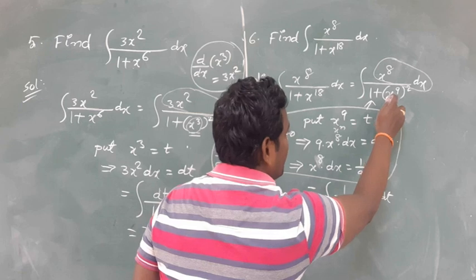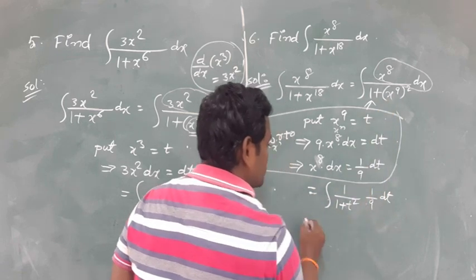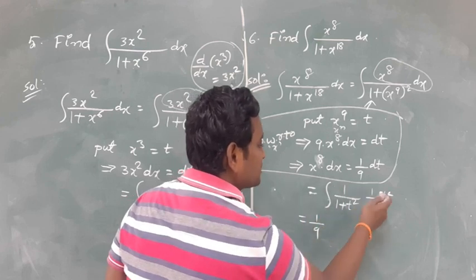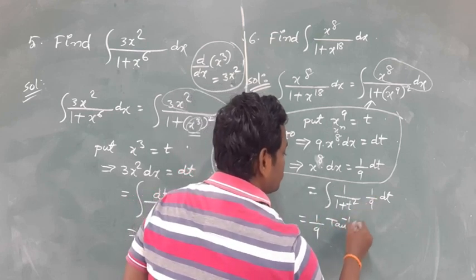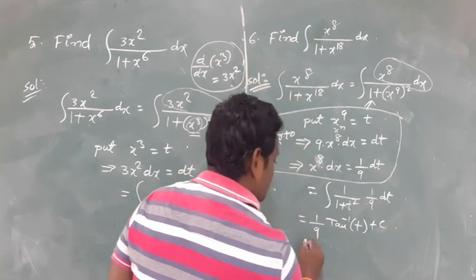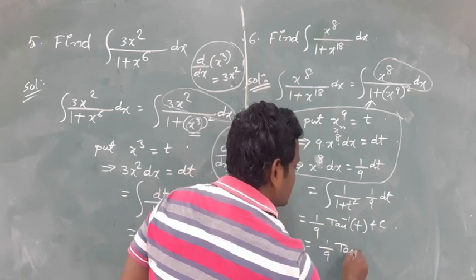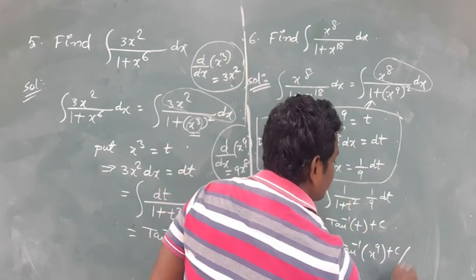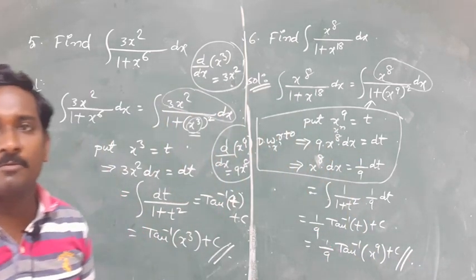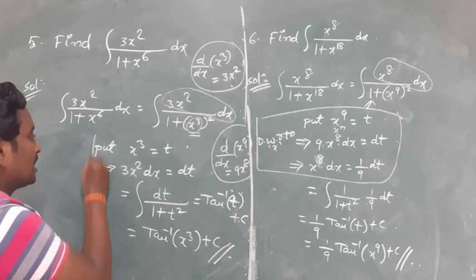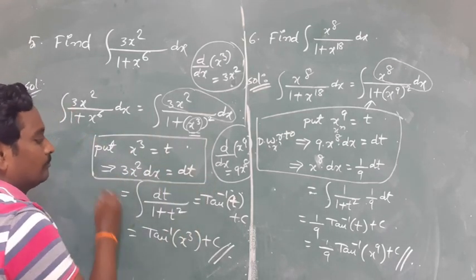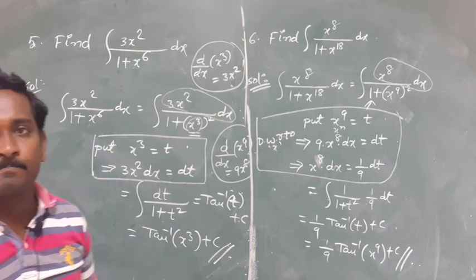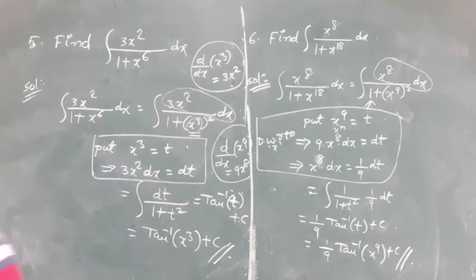1 plus x power 9 is t square. So the 1 by 9 is the constant term. Integral 1 by 1 plus t square dt is tan inverse of t plus c. So 1 by 9 into tan inverse of t, replace it by x power 9, plus c. In this way we can complete the given problem. These are the substitutions. By using these substitutions, the above equation becomes this one. See the next problem.